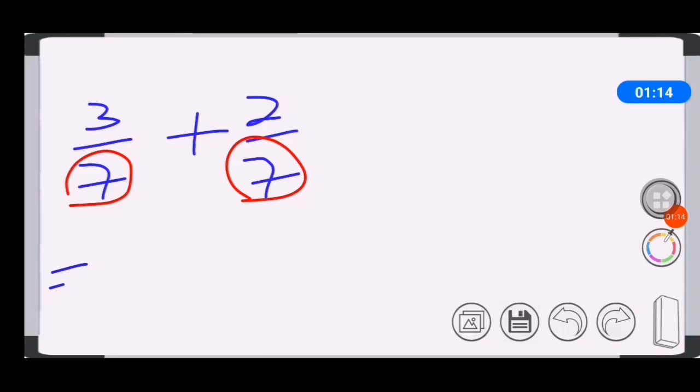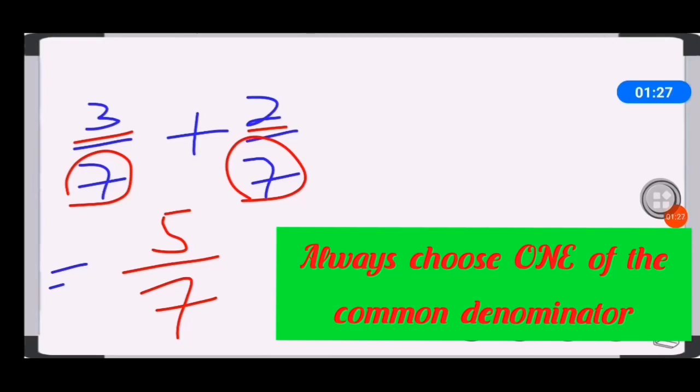So the sign is addition. Therefore, we add up our numerators. 3 plus 2 will give us what? 5. All over one of the denominators, 7. We don't add up the denominators. We never add up denominators in addition or subtraction. Okay, we just choose one of them.